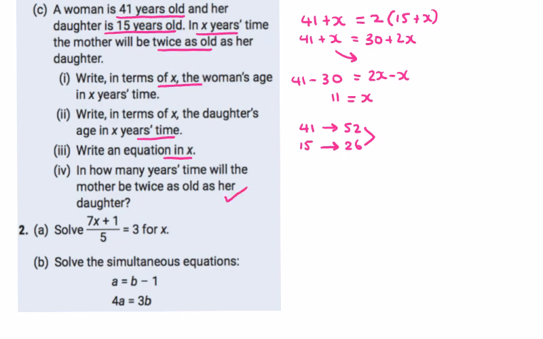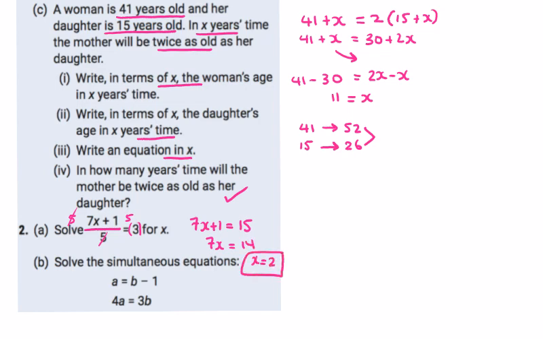This one here, 7x plus 1 over 5 equals 3. We want to multiply by 5. We'll end up with 7x plus 1 is equal to 3 times 5. That's multiplying both sides by 5, here and here. And these 5s cancel, as you know. So 7x is equal to 14, x is equal to 2.